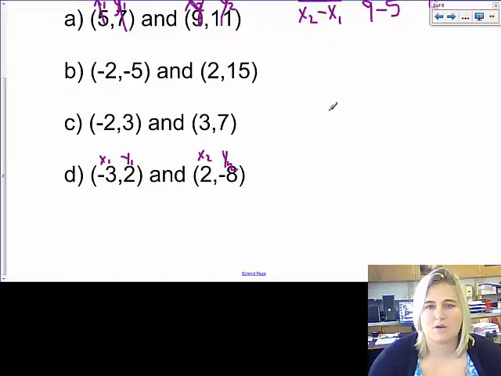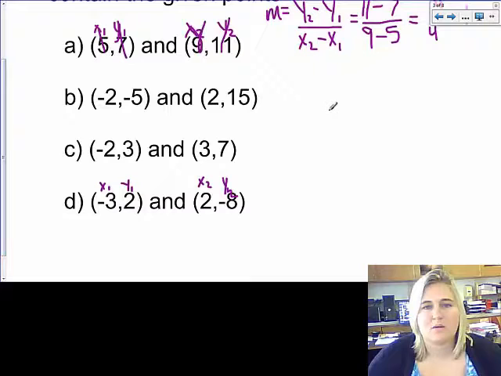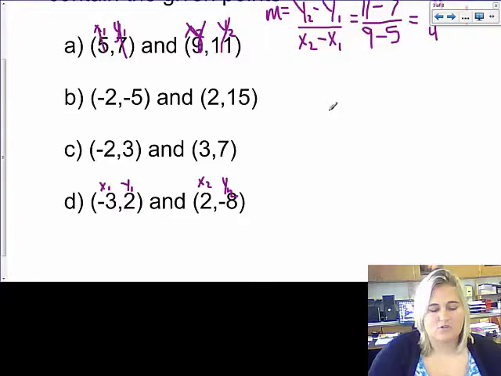So I'm going to cheat and use the formula that I already have written up here to plug into. You should always rewrite the formula whenever you're doing one of these problems. I will never, ever, ever accept for you to just plug it in without writing the formula. You need to write the formula so you do not make a mistake. So y sub 2 is negative 8. So I'm going to plug that in for y sub 2. Minus y sub 1, which is 2, over x sub 2, which is 2, minus x sub 1, which is negative 3.